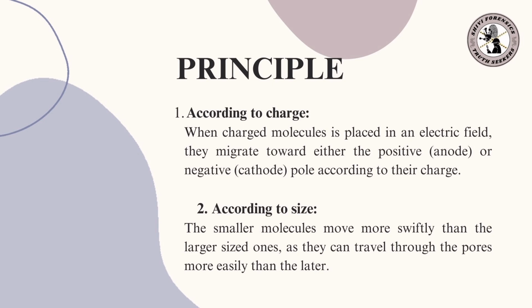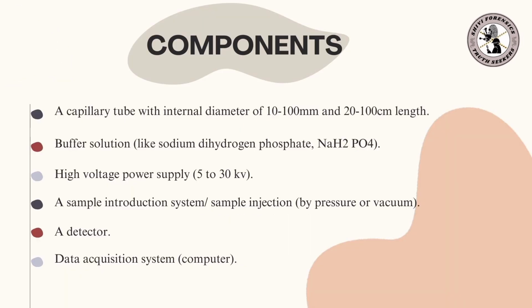The molecules that are small in size will move more swiftly, meaning they will move faster than the larger molecules, because smaller molecules can travel through the pores more easily than larger molecules. So in short we can say that capillary electrophoresis separates molecules based on how fast they move in an electric field inside a capillary.